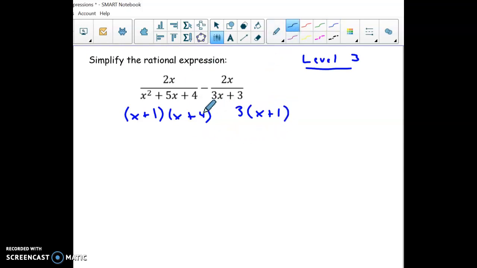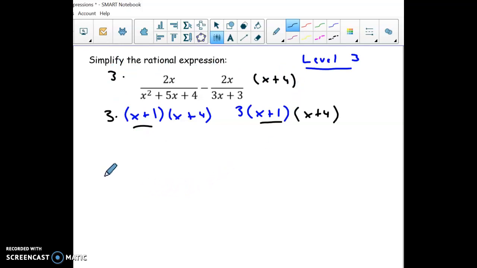All right, now we got to look, what are they missing? So we know that they have a matching x minus 1, so that part's good. But then this one on the right needs x plus 4 because it's in the other denominator. And then this denominator here needs the 3 because it's in the other denominator. Which means we have to multiply this top by 3 and then this by x plus 4.